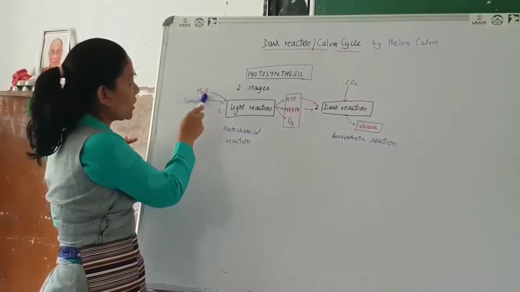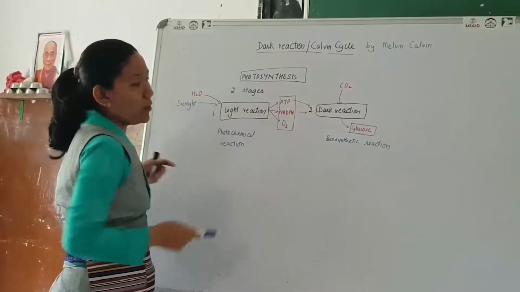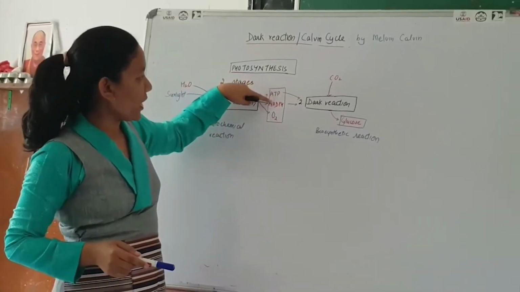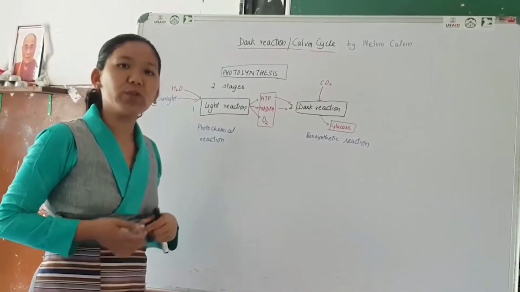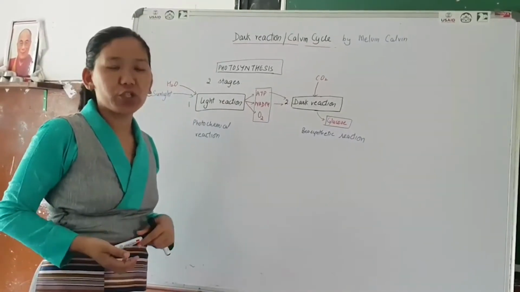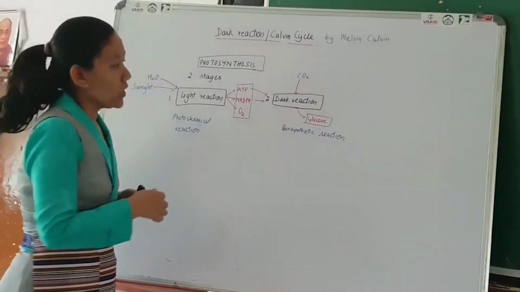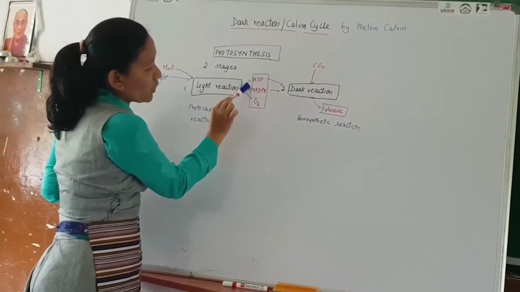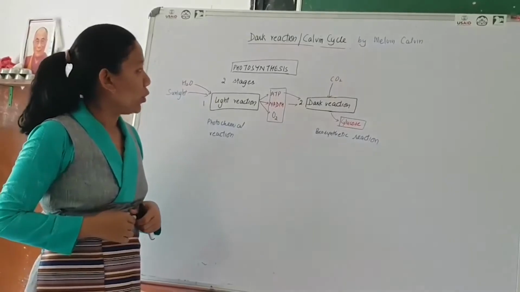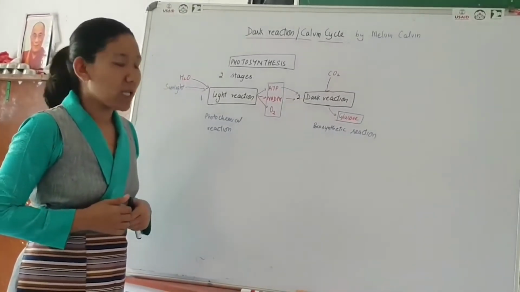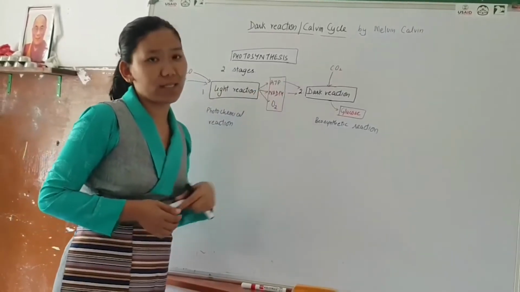Wherein you can see the water is absorbed from the soil, solar energy is trapped, and the final products are ATP, NADPH, and oxygen. This oxygen is utilized for the respiration of the cell, and when it is released into the atmosphere, all organisms use it for respiration. Now, where are these two chemicals, ATP and NADPH, used? We shall look at how they are used during the dark reaction of photosynthesis.